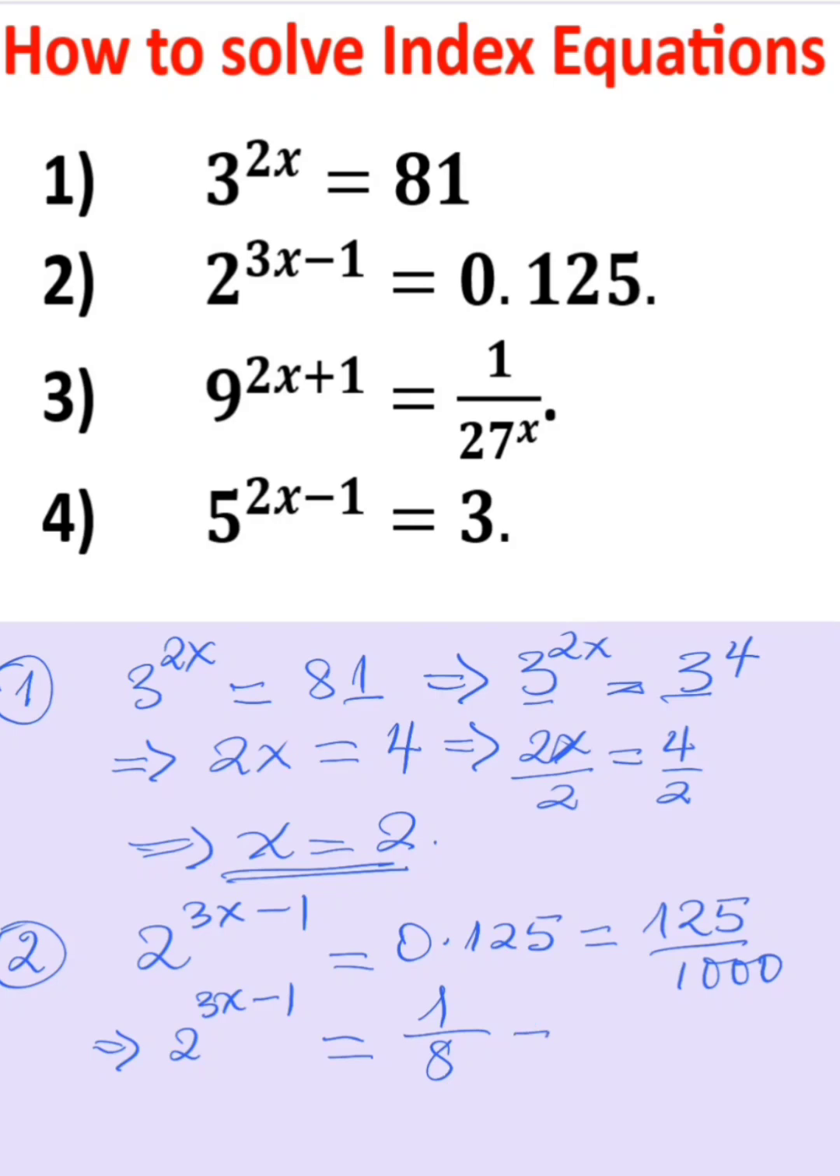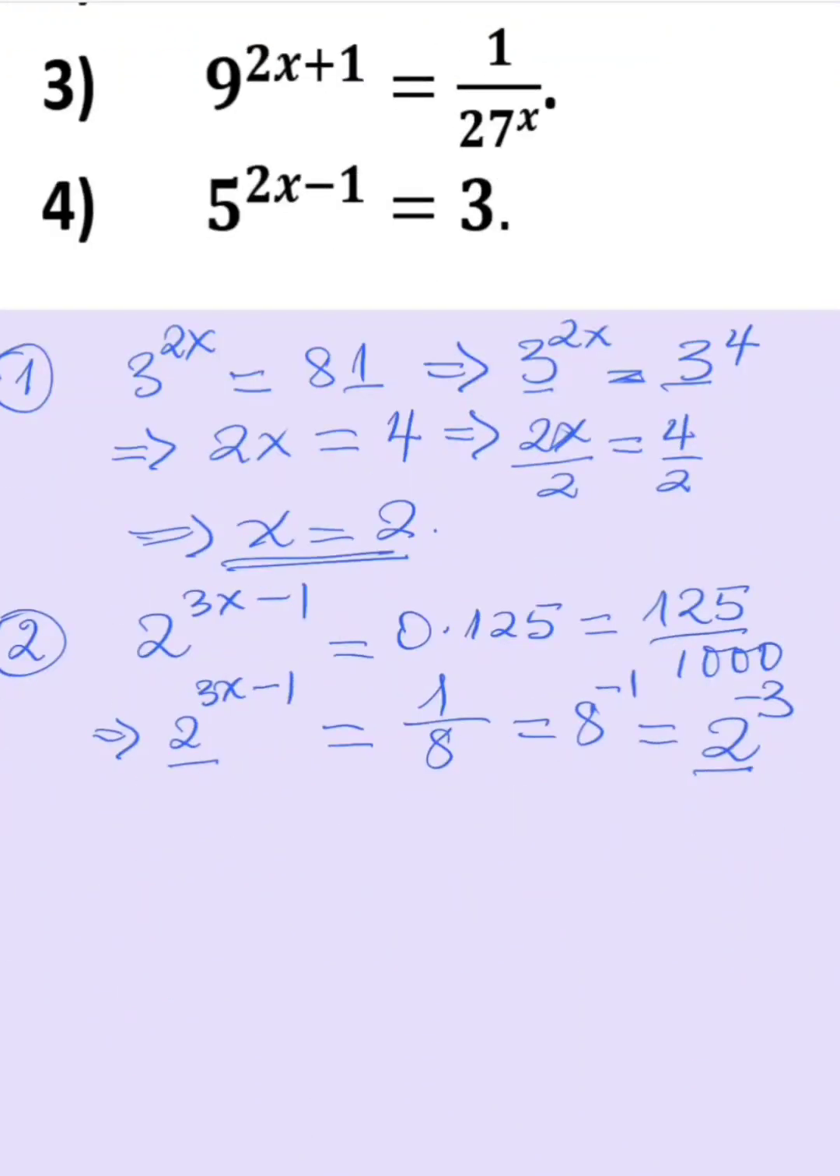And further, 1 all over 8 is the same as 8 to the power negative 1. That's the inverse of 8 is 1 over 8. And further, 8 is the same as 2 to the power 3. And so we have 8 to the negative 1 as 2 to the negative 3. So in this case, we have the bases the same, and so the powers should now be the same, so that we have 3x minus 1 equals negative 3.